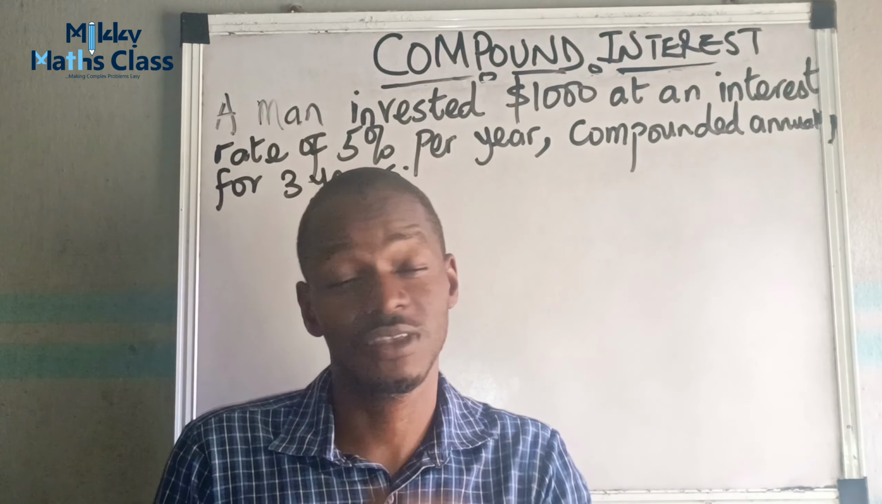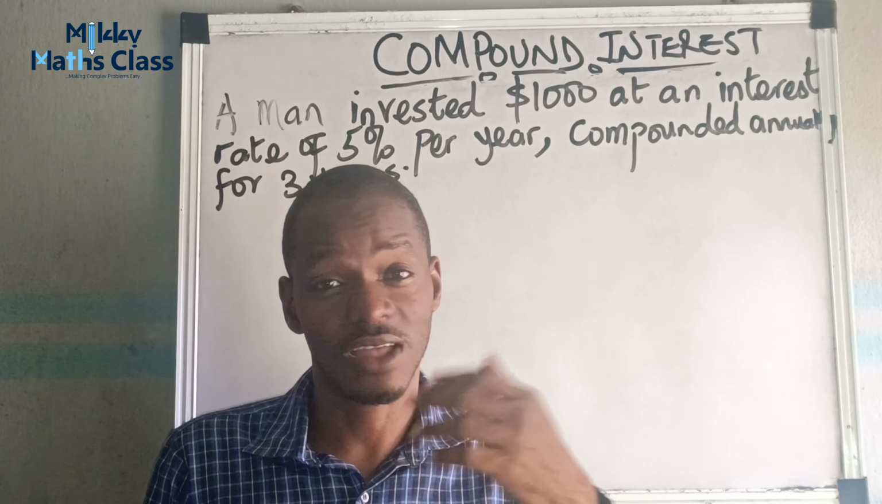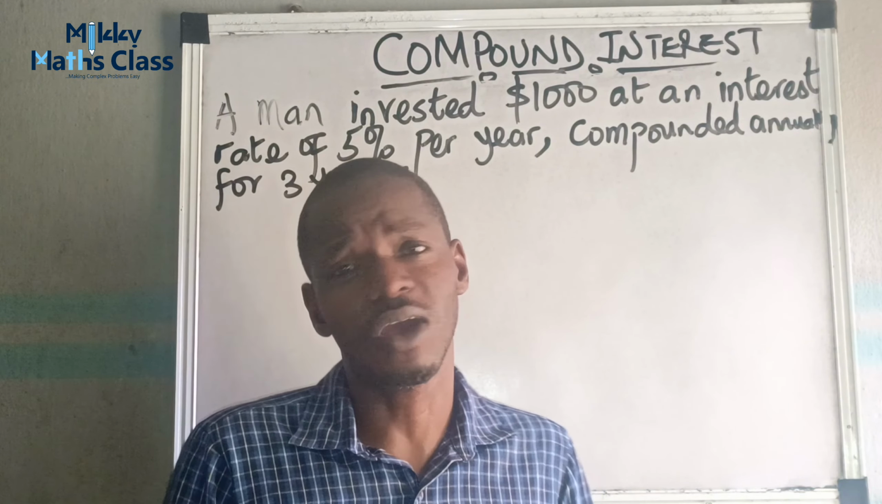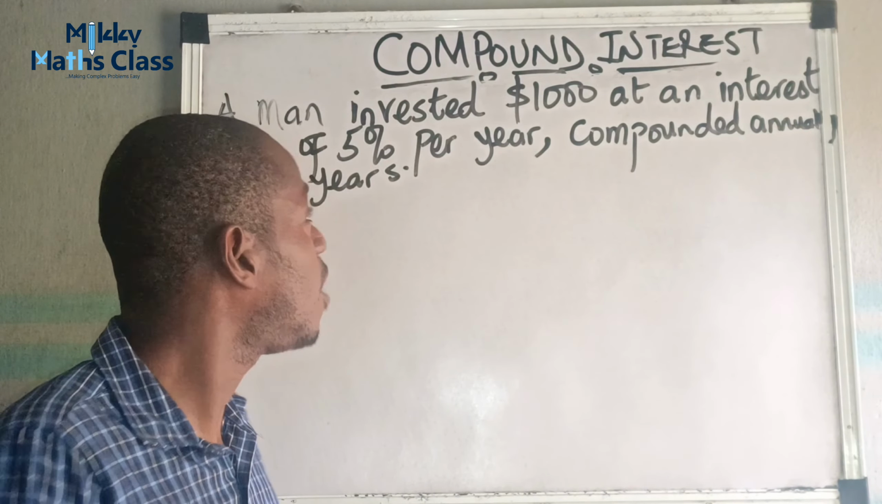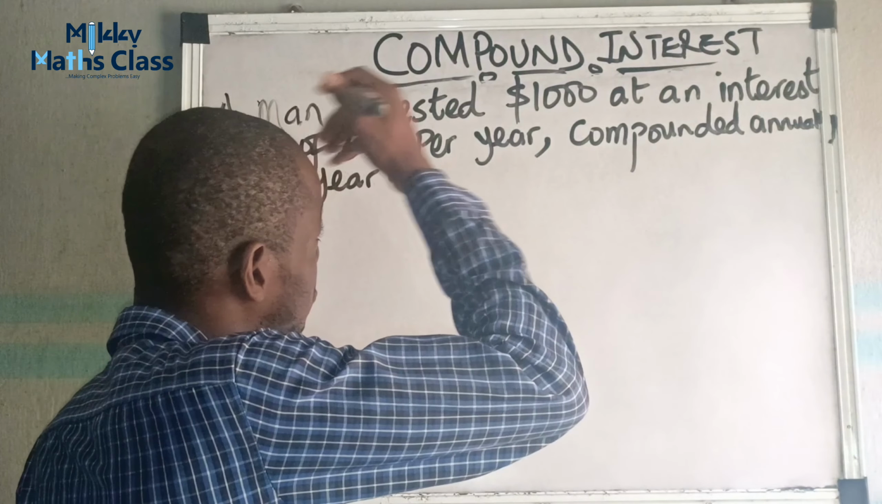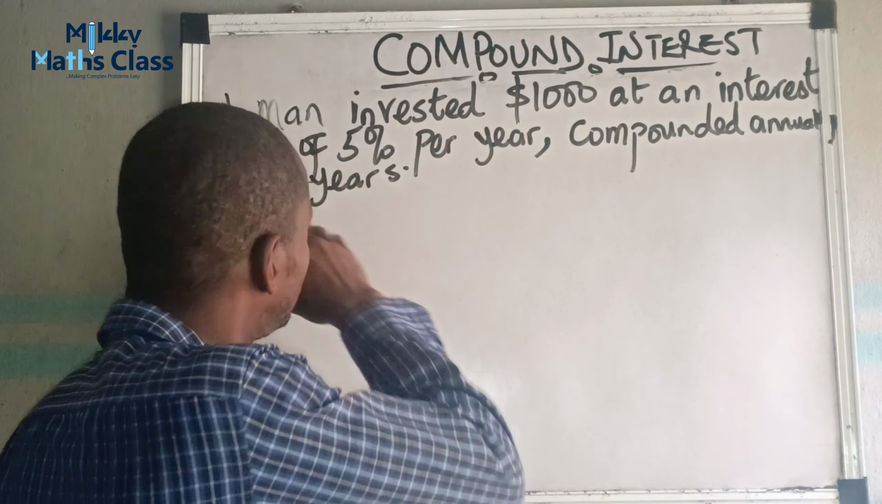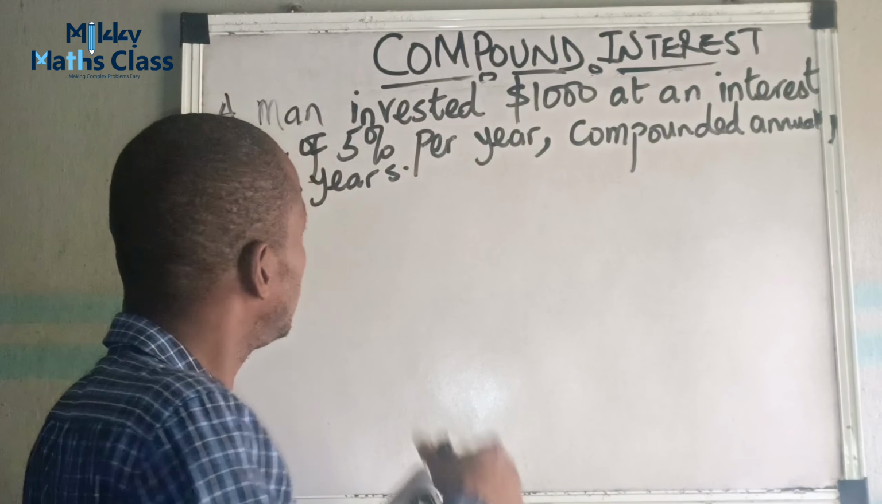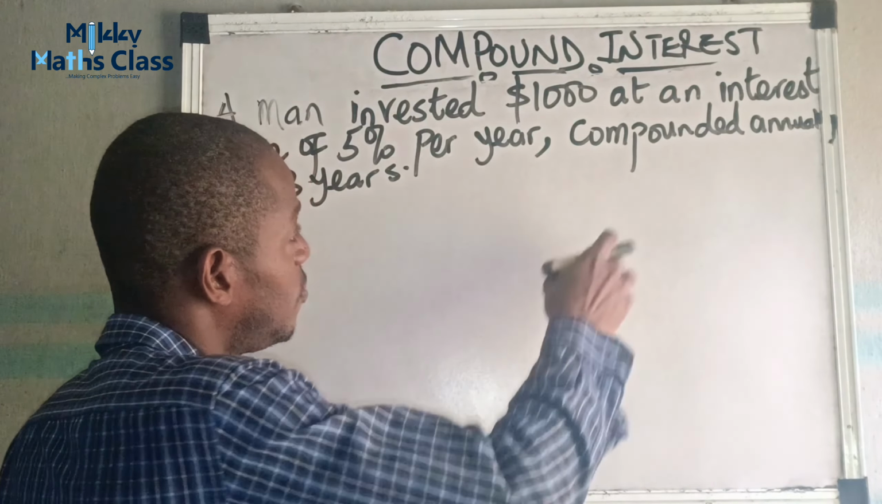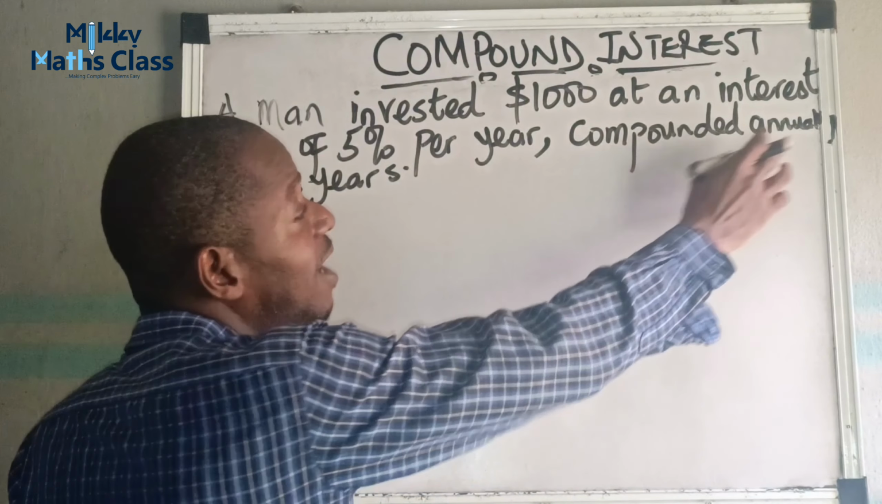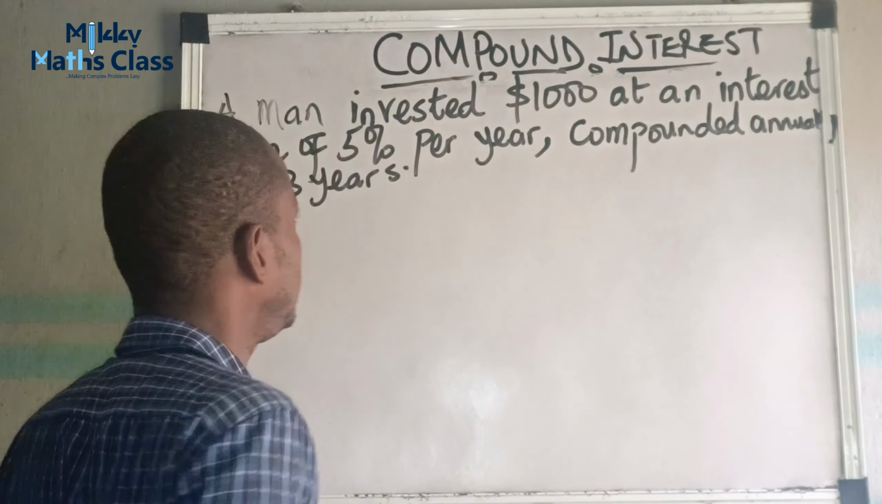All right, so we have seen the distinction between compound interest and simple interest. So let's look at some questions. The first one says a man invested $1,000 at an interest rate of 5% per year, compounded annually. Take note of this word, compounded annually, for 3 years.